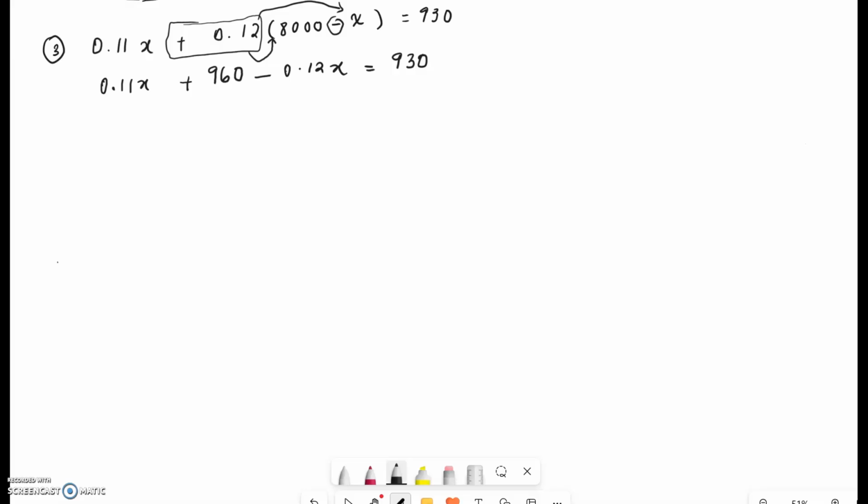Next, we have to combine 0.11x minus 0.12x, and that's equal to, and that should be a negative 0.01x plus 960. So combine all the x terms, and that's what I mean when I say simplify completely. Combine all the x terms, combine all the numbers on both sides. So this is what we have now.